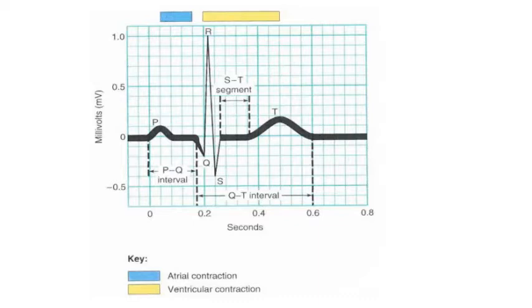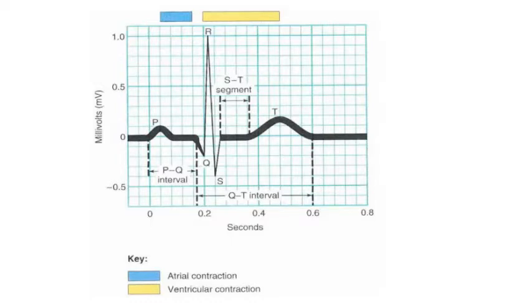So whenever you're looking at your waveform or your complex, know that the atrial contraction is the P wave up until the Q. Then the ventricular contraction starts at the R wave all the way through to the T wave. So just keep that in mind when you're looking at your rhythms and what's falling where. It will help you in determining sometimes your complexes.